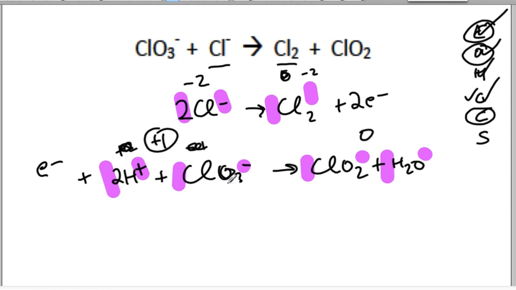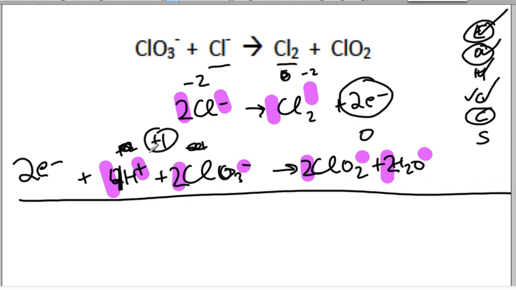Do my electrons cancel? They do not. I have 2 electrons here, 1 there. So I go 2. This is going to be 4, 2, 2, and 2. My electrons get erased because they cancel. 2 electrons gone. 2 electrons gone.